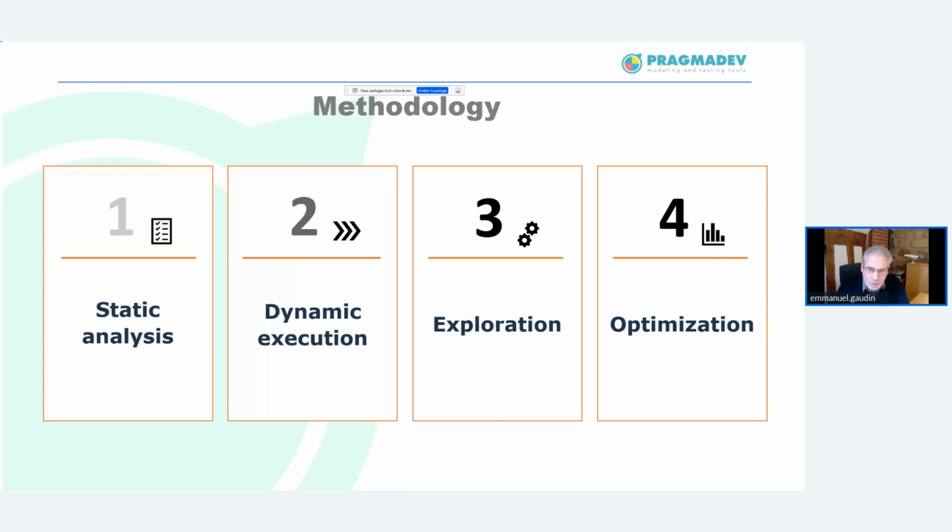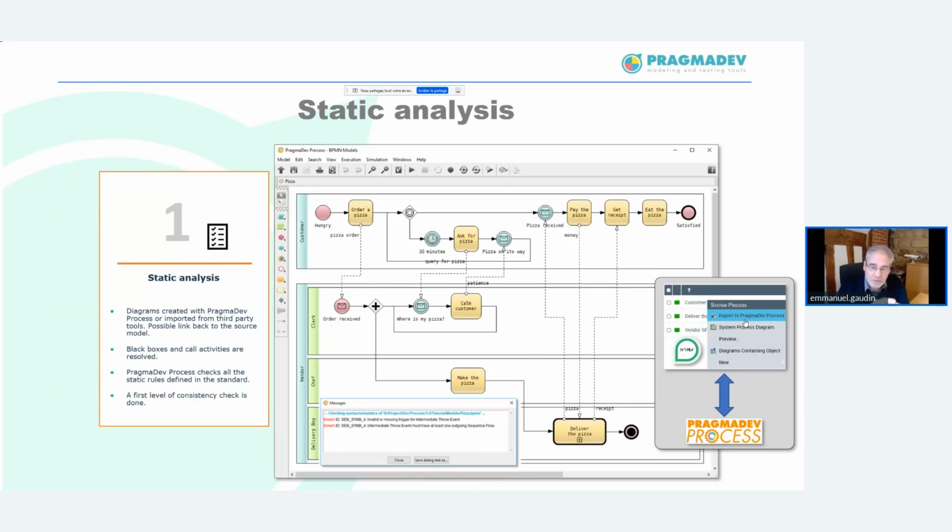If we go through the different steps for the optimization of the business process, we have four major steps, as you can see there, from static analysis to dynamic execution, exploration, and optimization. The first one, static analysis, is to get the model as a static model. Do not care about the dynamic of the model yet, but make sure that the model is properly constructed. Does it have a start symbol, end symbol?